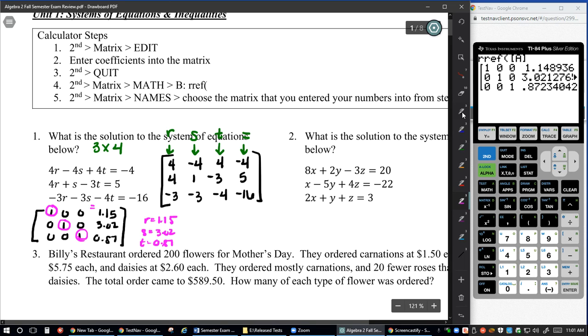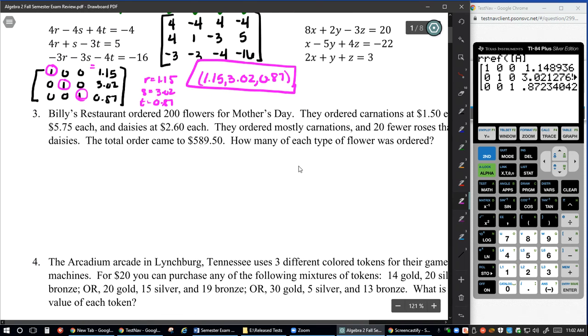So you can write it out this way, or more commonly we write it out in a coordinate point, RST, so in alphabetical order. So this is the solution to this system of equations. Now you have a practice on your own for number 2, and there is a place inside of Schoology for you to submit your answer to see if you've gotten it correct or incorrect. So let's move on to number 3.